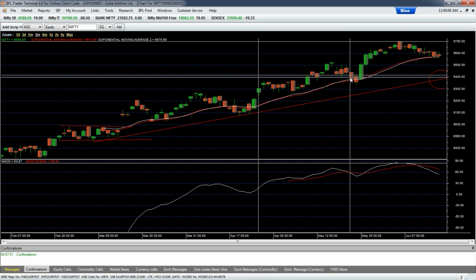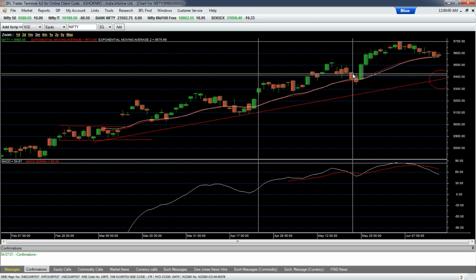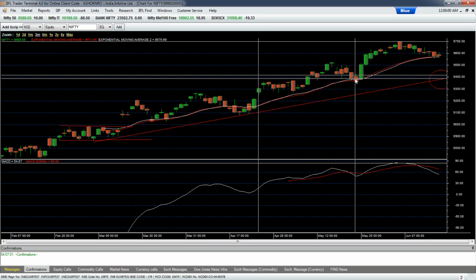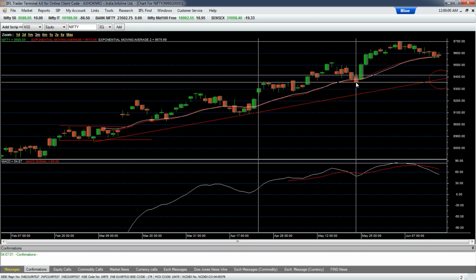So if you had bought at this time, this is the day when the MACD went down, and the next day the market went a bit more down. However, how much down did it go? Only about 30 to 50 points below the lows of this one. So MACD itself is not an indicator which indicates that you will buy or sell.